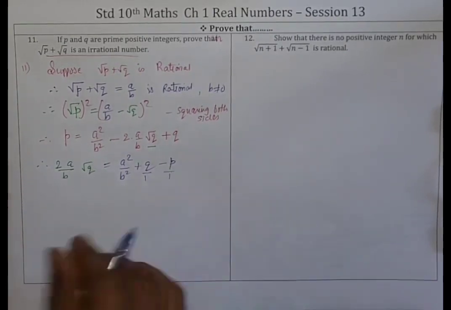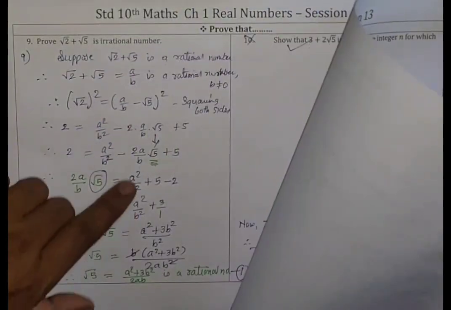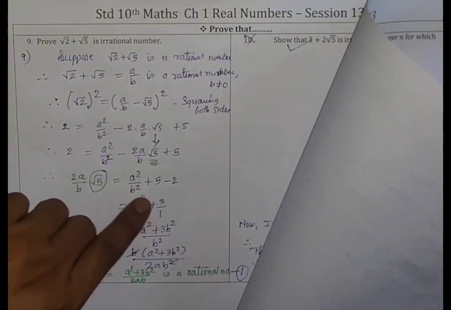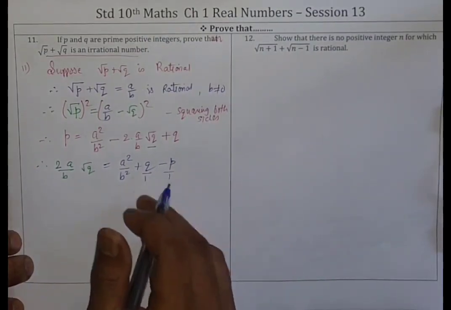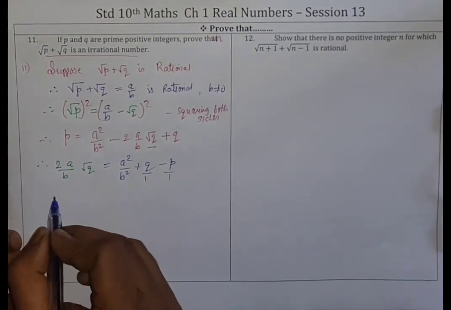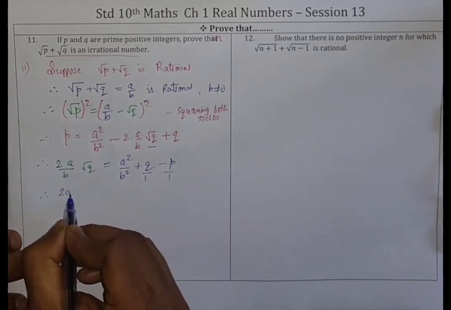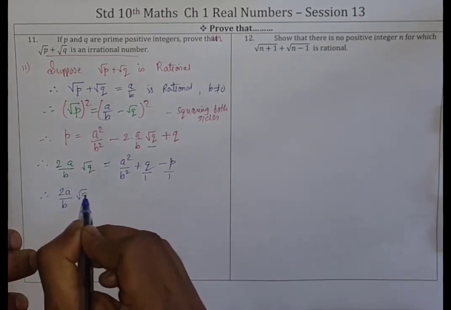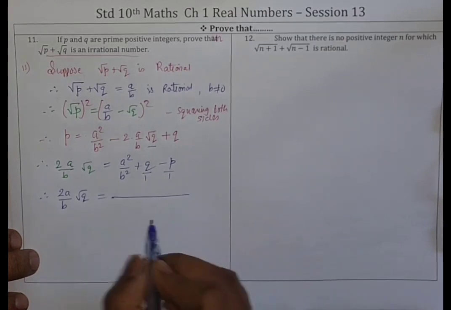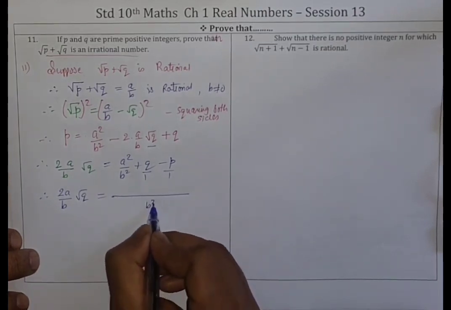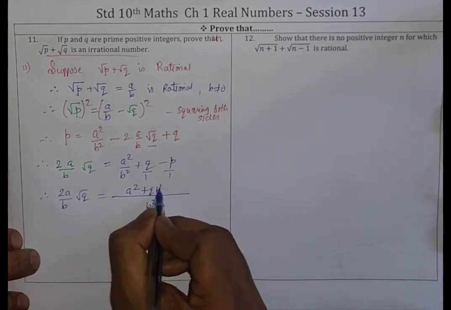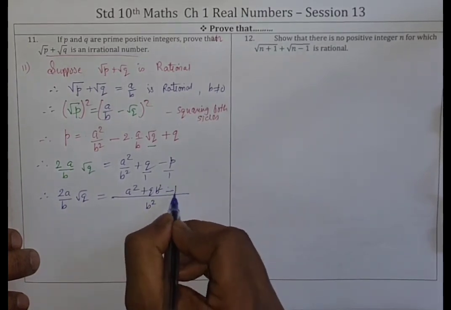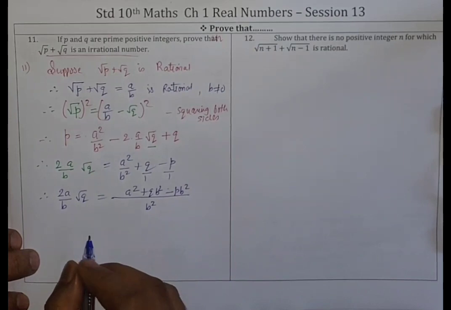Oh, yeah, minus nahi hoga. Yeah, known number tha. Correct? 5 minus 2, so we did it 3. But here aisa nahi hoga. Dono ko LCM, I mean fractional form mein represent karke LCM nikalna padega. So this is 2A upon B into root Q is equal to, boliye LCM is B square. This you can do now. Plus QB square minus PB square. Alright.